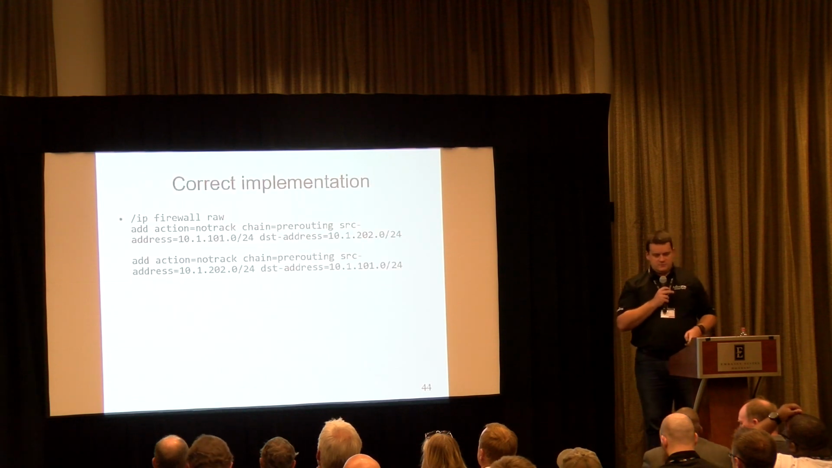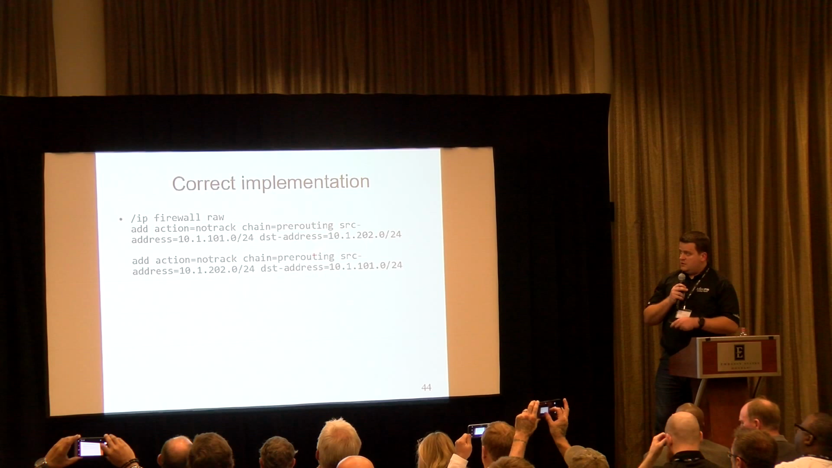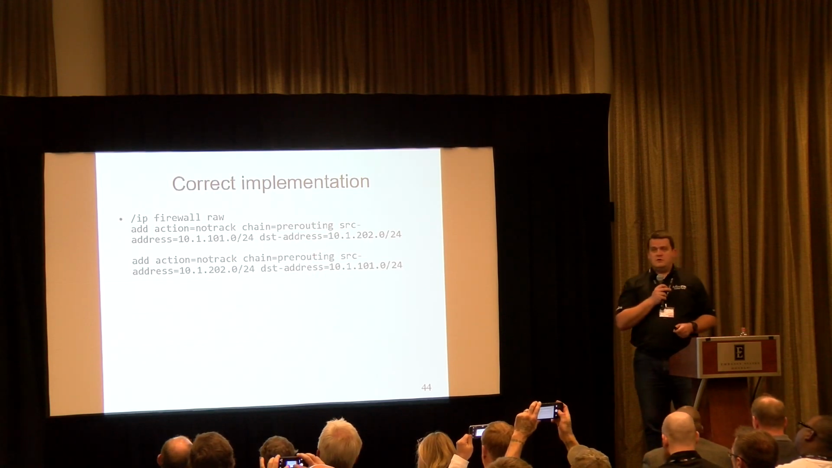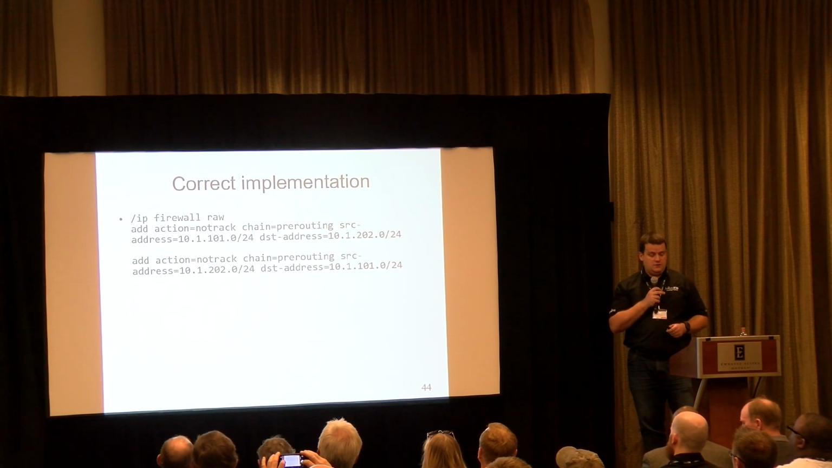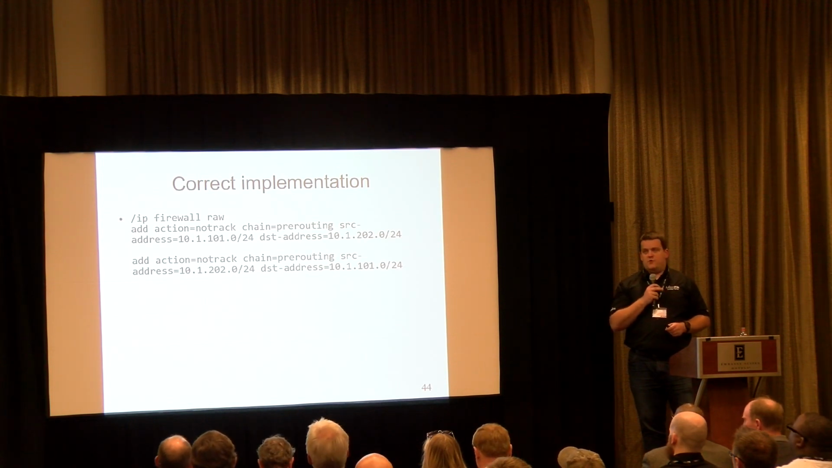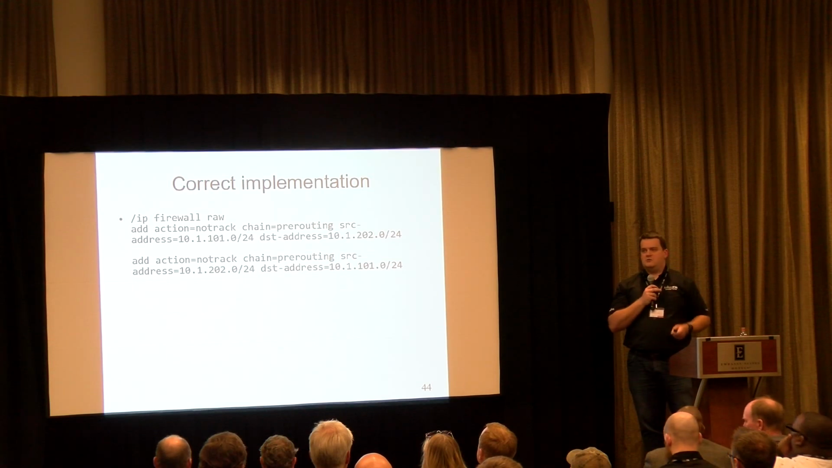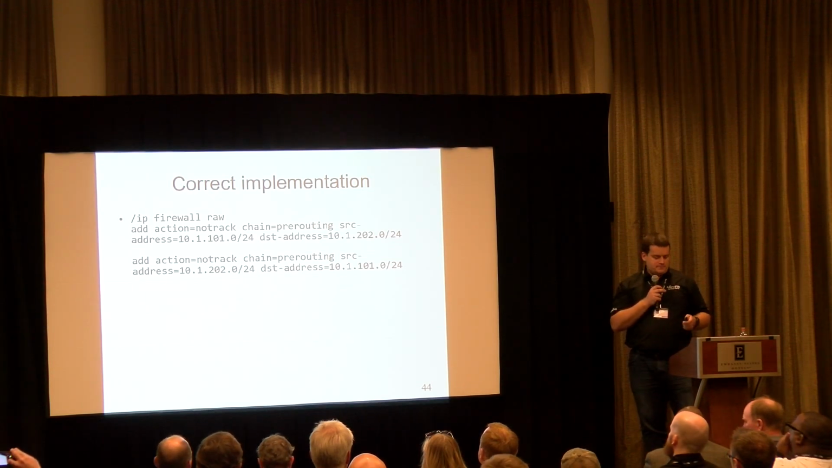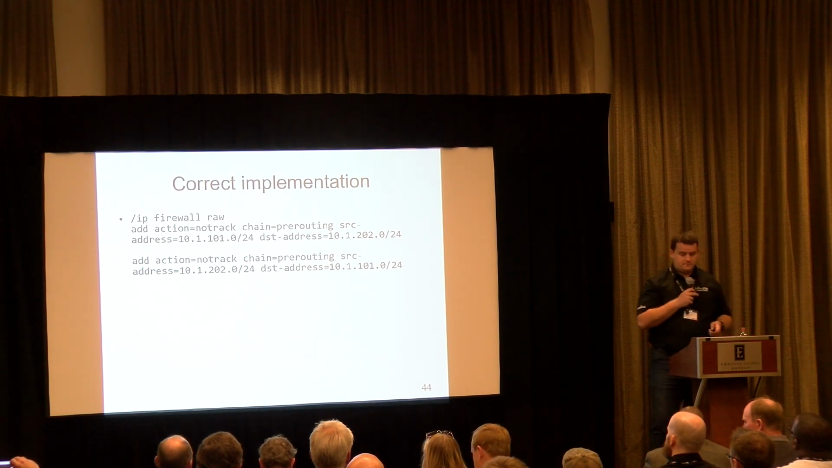So if you add these two rules, both directions, to your raw table, it will not only make your IPsec tunnel work, but it will also reduce the CPU load, because this traffic will just go through your tunnel. It will not go through connection tracking. So your offices will be able to communicate much faster.